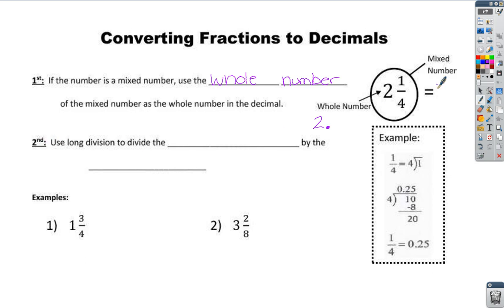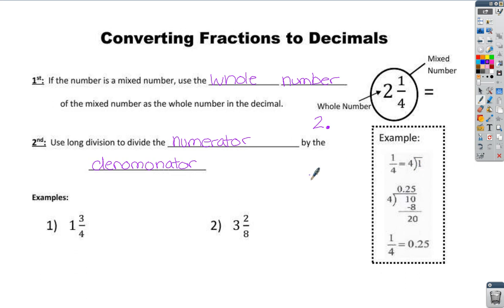So the second step for the fraction is use long division to divide the numerator by the denominator. We're going to do the top part of our fraction, which is the numerator, divided by the bottom part of the fraction, which is the denominator. Remember, we used that whole number and we got 2 point something. And now we need to divide. So we have 1/4 and we need to long divide.